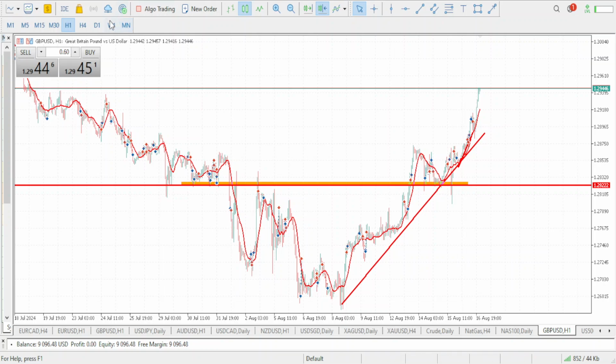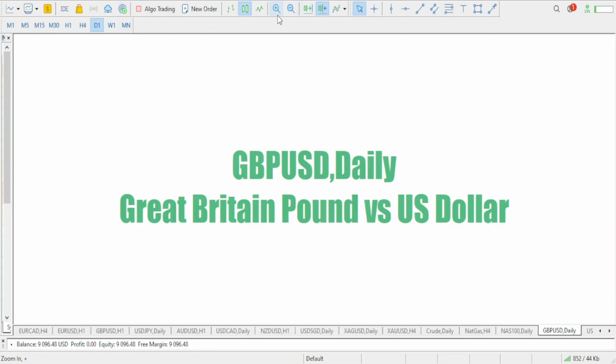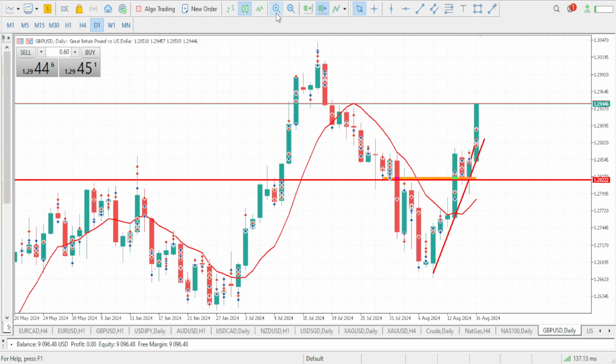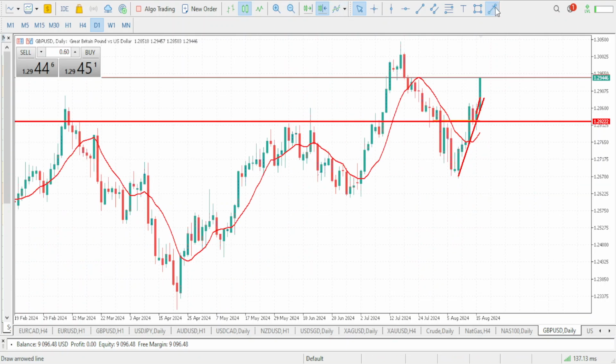So let's see what we will be expecting this week on GBPUSD. If you take a look at our trend on GBPUSD right now, you can see that GBPUSD is currently on an uptrend move. You can clearly see it. It is literally pushing up, right? Now let's see it on the full trend.